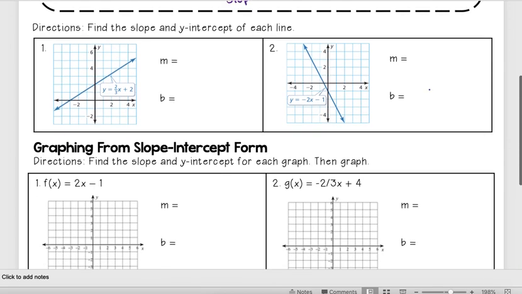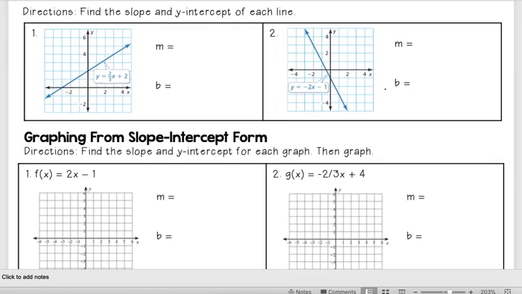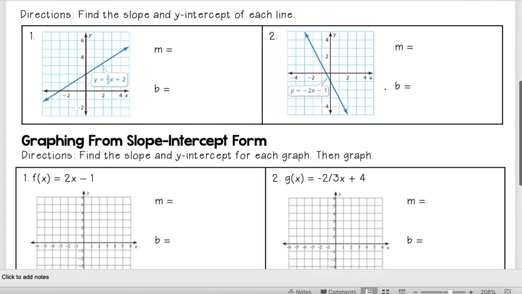So let's look at some examples of just identifying these when we have the equation. So this says to find the slope and y-intercept of each line. So I see for this first one, I have that my line is y equals 2/3 x plus 2. And so I'm going to go ahead and just write my slope-intercept form below this.